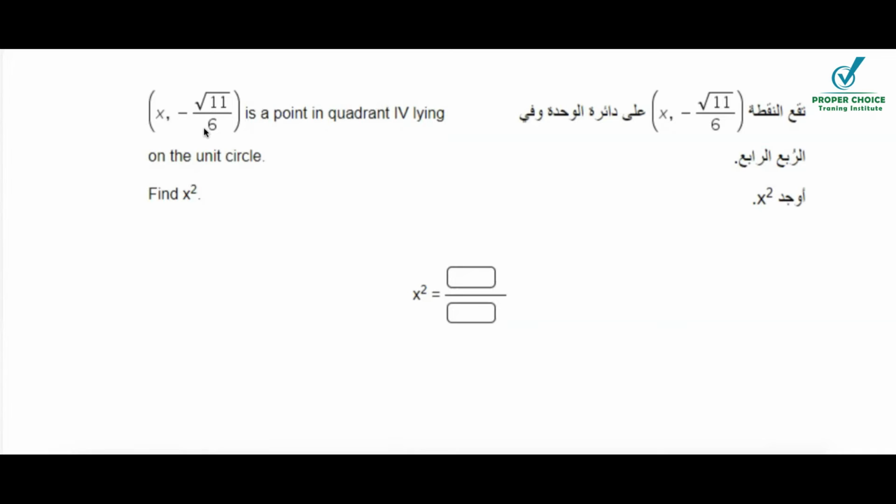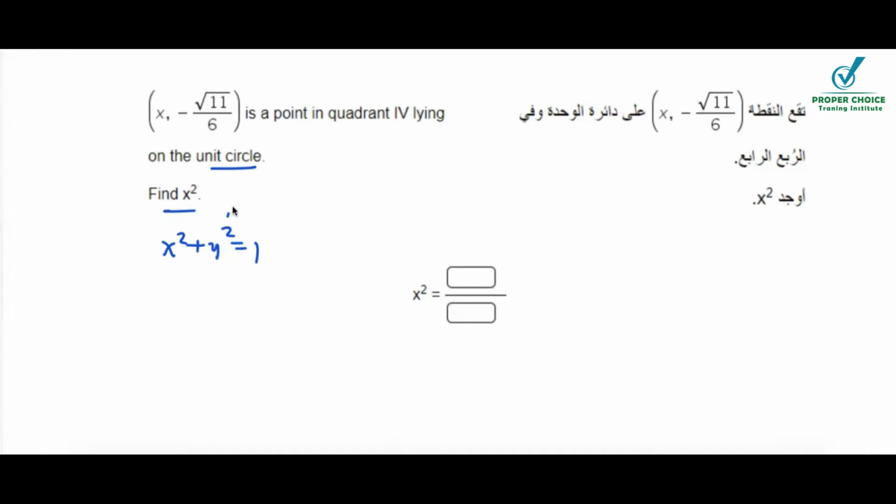x comma minus square root of 11 by 6 is a point in quadrant 4 lying on a unit circle. Find x square. A circle is said to be unit if its radius is equal to 1. And the equation of the unit circle is x square plus y square equals 1. We are asked to find the coordinate x square.